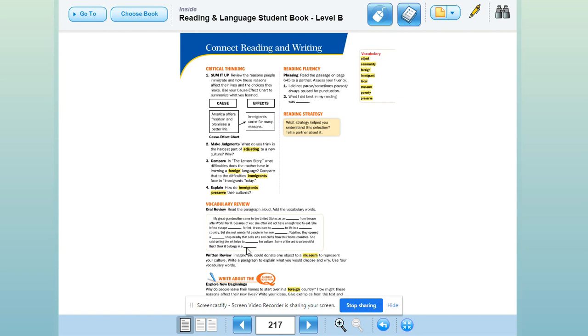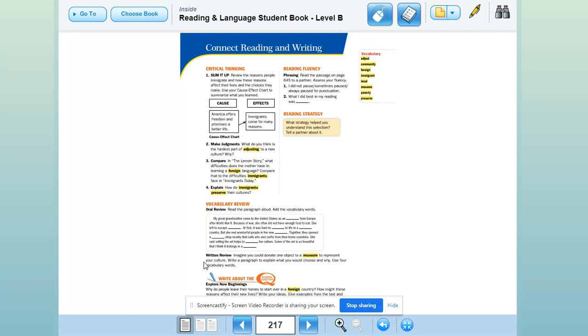Okay, so we wanted to do this together because you will have a practice page where you have to do the same thing. Written review. Imagine you could donate an object to a museum. يعني تخيل انه انت تريد انه تتبرع بشغلة للمتحف to present your culture، وهذا الشيء يرمز للعادات والتقاليد. Write a paragraph to explain what you would choose and why.